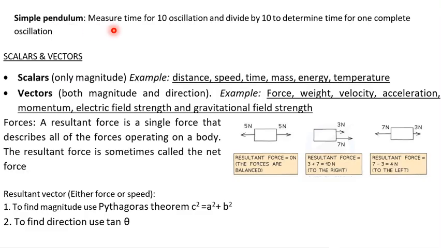Simple pendulum. Measure time for 10 oscillations and divide by 10 to determine the time for one complete oscillation. This 10 might vary. 20 here means you can divide by 20.